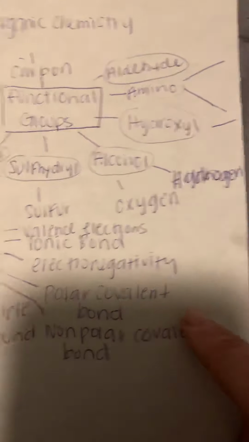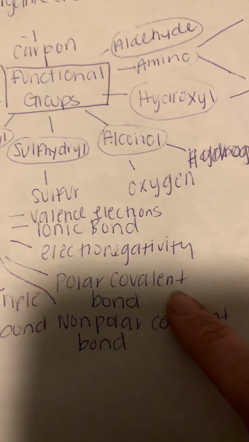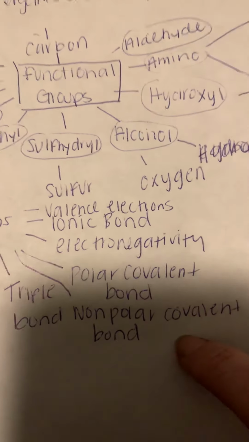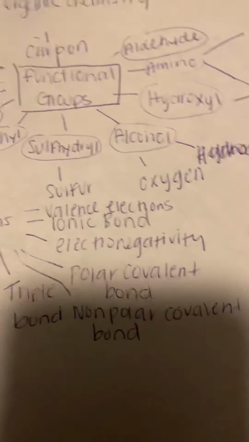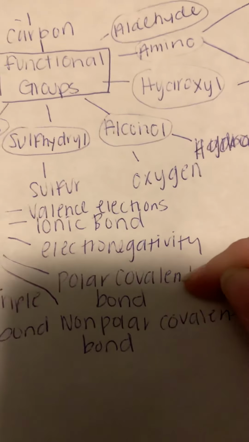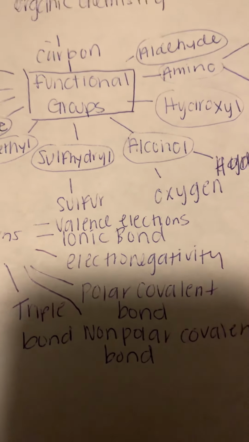And then we have nonpolar covalent and polar covalent bonds. Nonpolar covalent is a bond where a pair of electrons is shared equally between 2 atoms, and polar is where it's shared unequally.